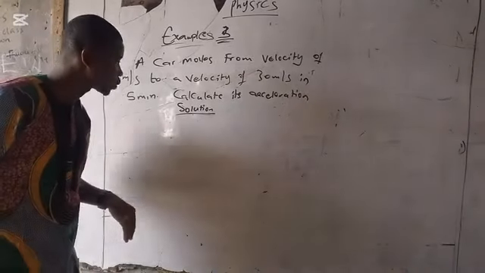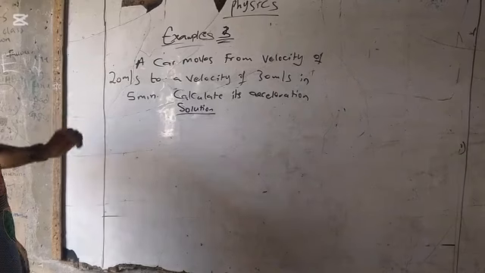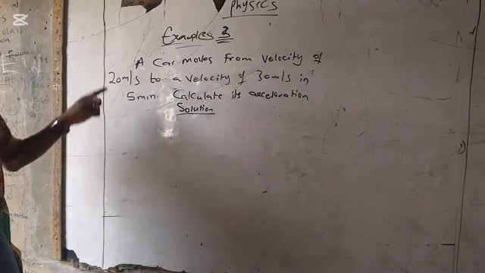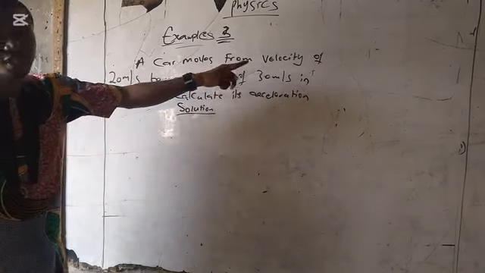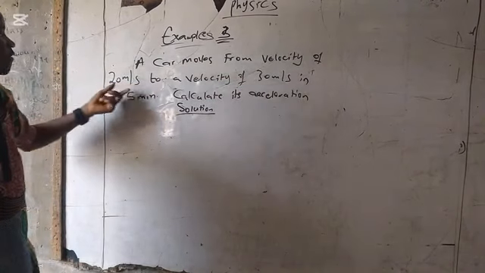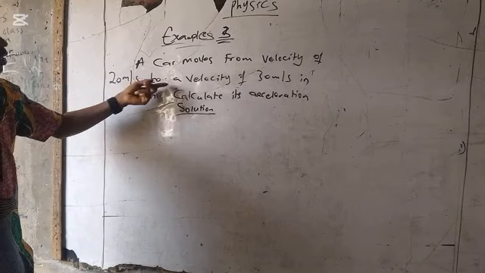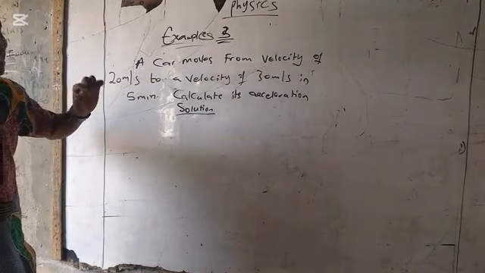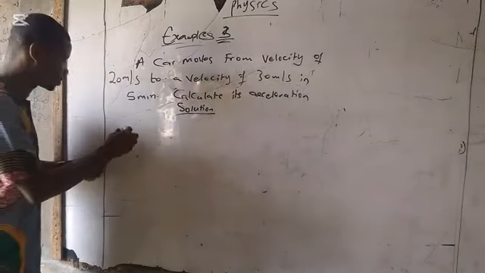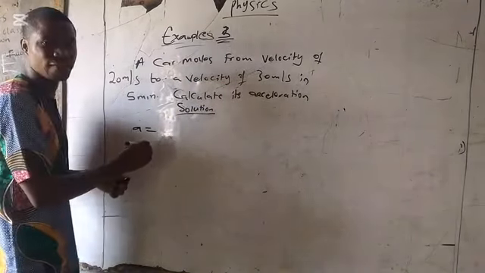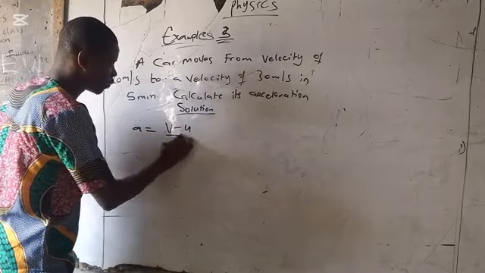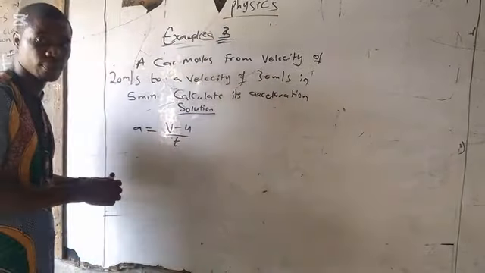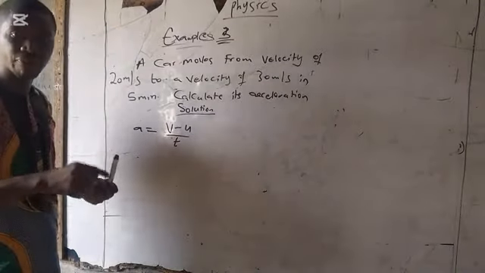Okay, quickly, let's look at example 3. They said a car moves from a velocity of 20 meters per second to a velocity of 30 meters per second in 5 seconds. And the question is calculate its acceleration. Remember, acceleration equals the change in velocity, that is v minus u over t. Don't forget these formulas I've told you before, because you would find them very helpful in dealing with problems like this.